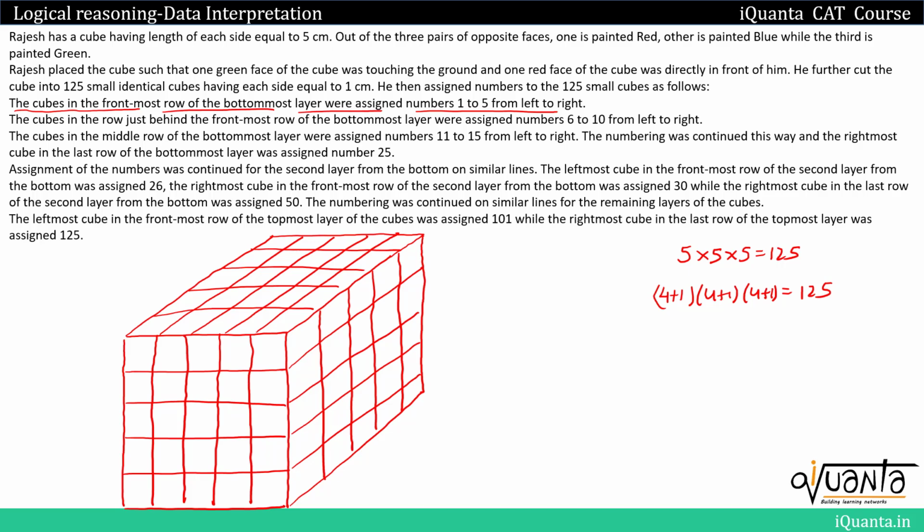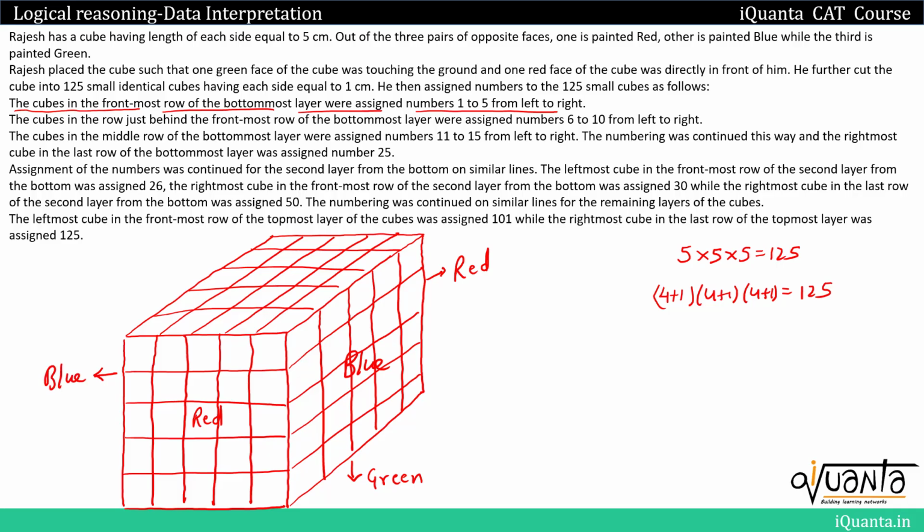Now let us read how he was numbering them. The cubes in the frontmost row of the bottommost layer were assigned numbers 1 to 5 from left to right. Now before that we were given that the bottom face is green, so that means the top face will also be green. Then this front face was red, so the face on the back side will also be red, which ultimately means that the faces on the left and right will be blue. I hope this much is understood.